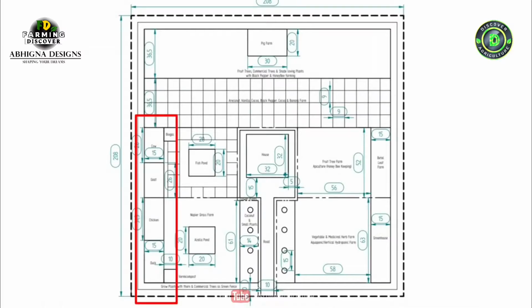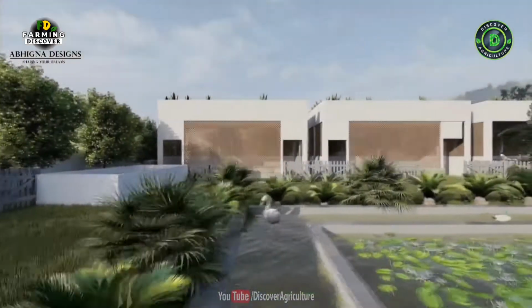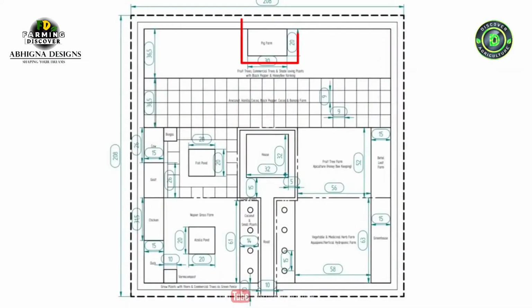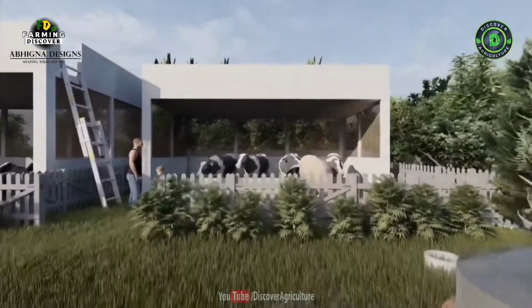Here we make goat, cow, chicken, and duck sheds. I am planning to rear sheep with goats and buffaloes with cows. Here we make a pig shed. Don't grow big trees at the sides of sheds.